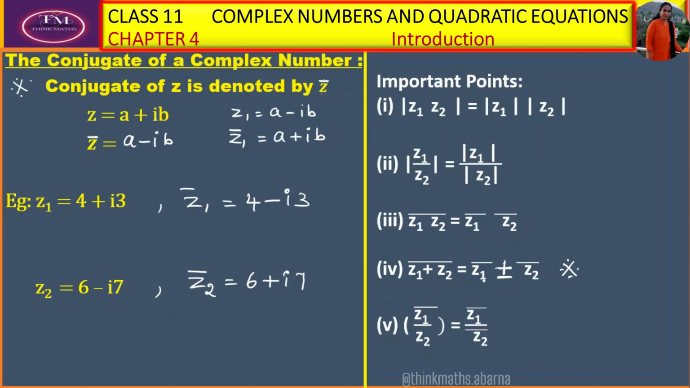Okay. Next one is conjugate of Z1 by Z2. Dividing Z1 by Z2 and after taking the conjugate, it will be equal to Z1 conjugate divided by Z2 conjugate. First you have to find the conjugate of Z1, then find the conjugate of Z2 and then divide. Its answer is the same as dividing and then taking the conjugate. Okay, clear?